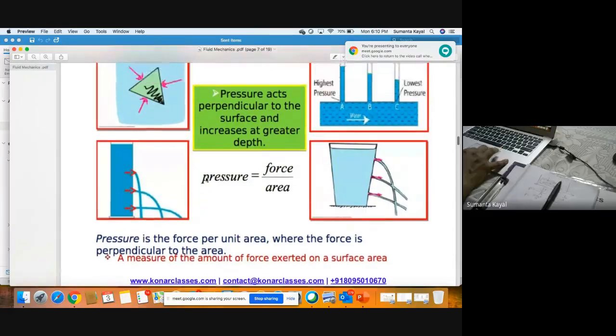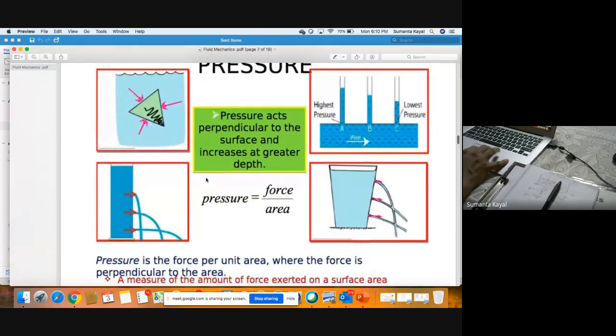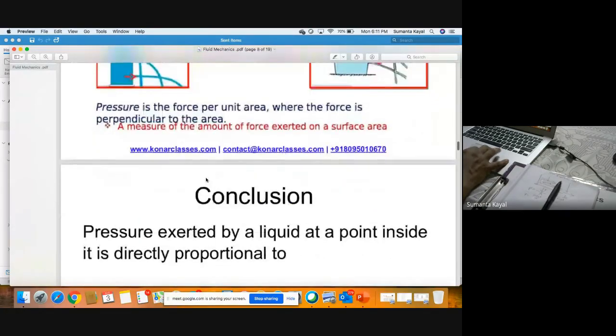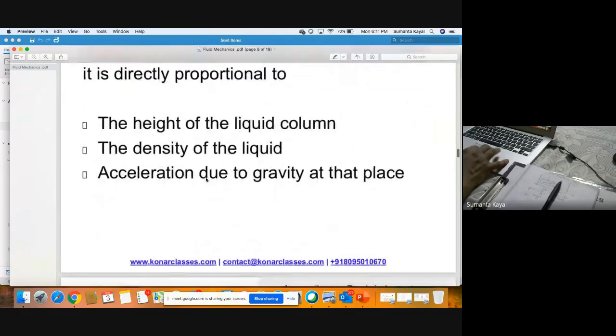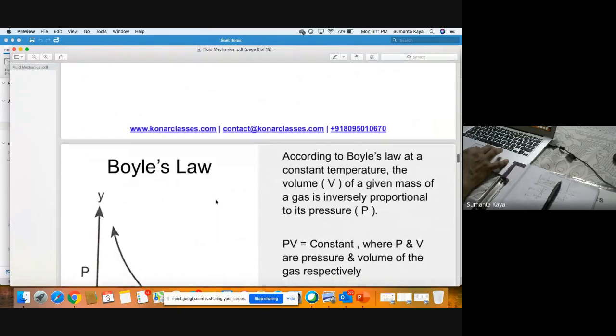Okay, so this is the point, that liquid pressure doesn't depend on the area. It depends on the depth of the liquid, the density of the liquid, and the gravitational acceleration, or the small g, what we call that of that particular place. So this is the conclusion for that. Now, any question from anyone?